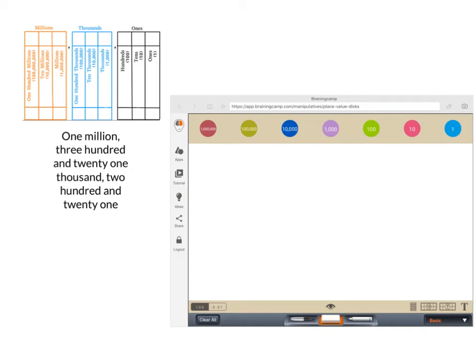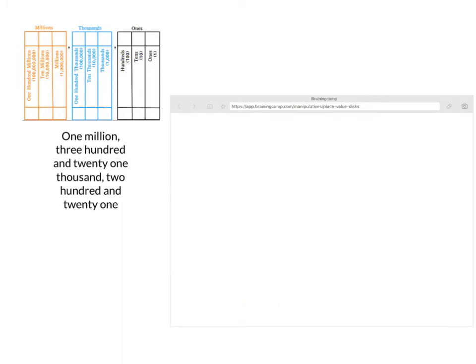Let's have a look at this example here. So we have 1,321,221. So we're going to break this down now. 1 million. Here we go. So that means we have got 1 in the millions. We've got 321,000. So these are our thousands here. And then finally we have got 221.